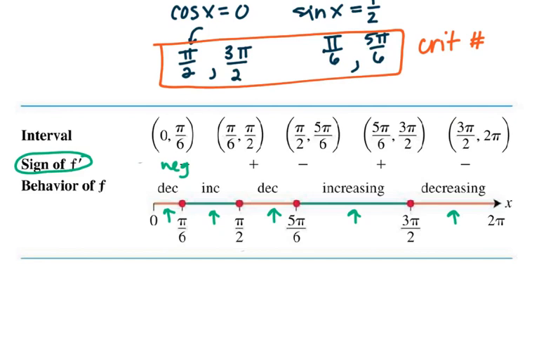From pi over 6 to pi over 2, I get a positive value. And I really don't like the way this table looks now that I'm looking at it. We've got negative, positive. That just looks messy. Between pi over 2 and 5 pi over 6, we get a negative value. From 5 pi over 6 to 3 pi over 2, we get a positive value.